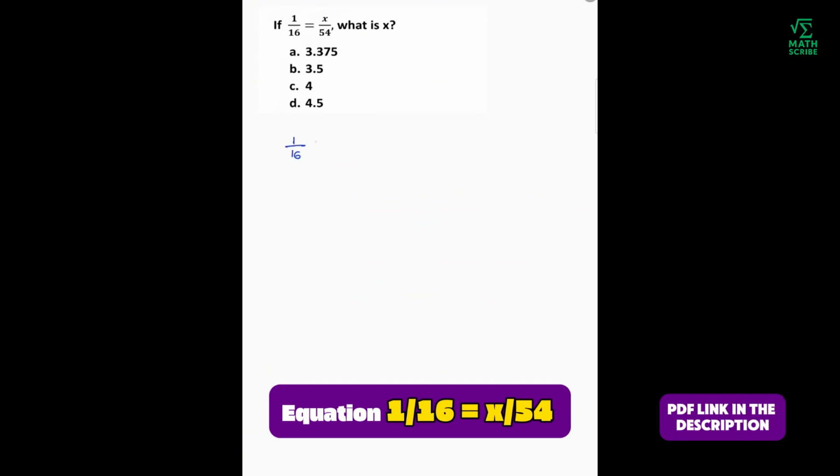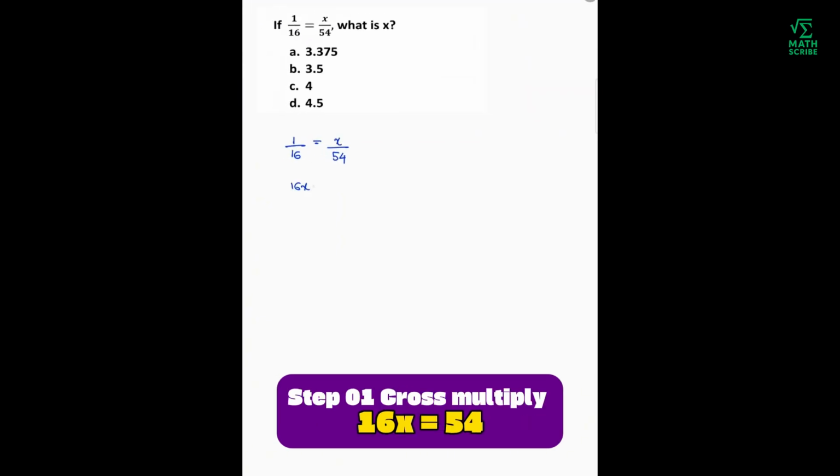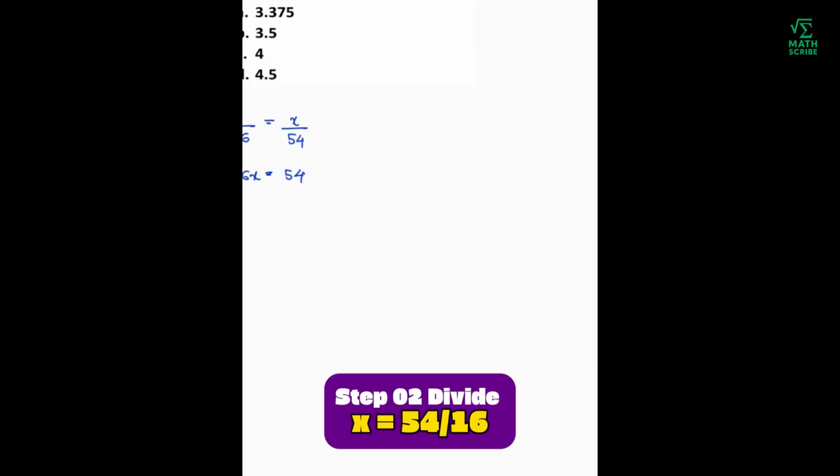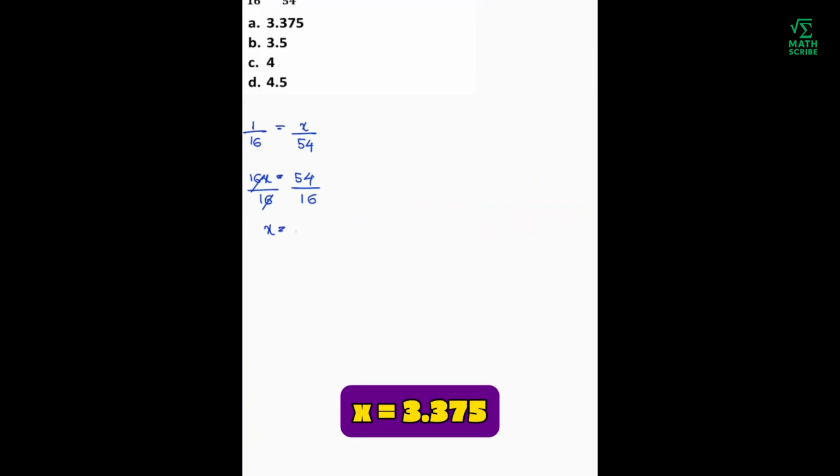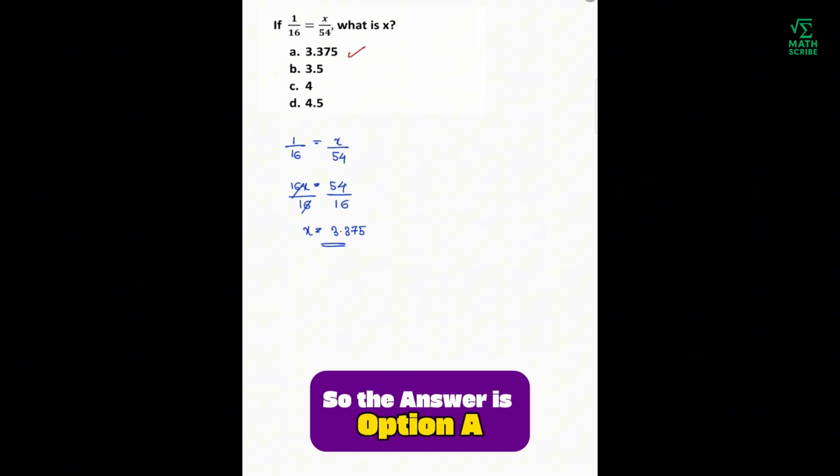Equation 1 divided by 16 equals x divided by 54. Step 1. Cross multiply. 16x equals 54. Step 2. Divide. x equals 54 divided by 16, which is 3.375. So the answer is option A.